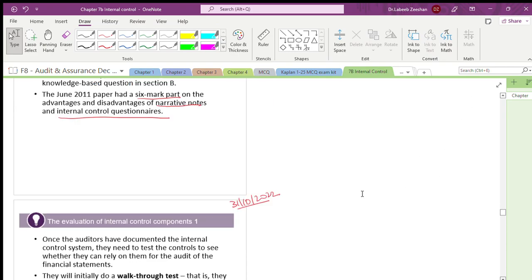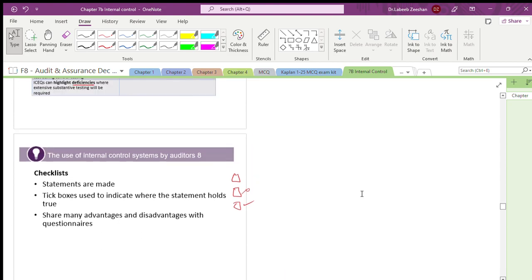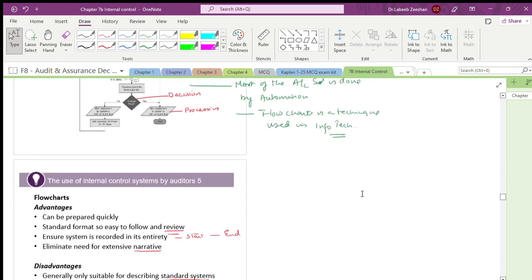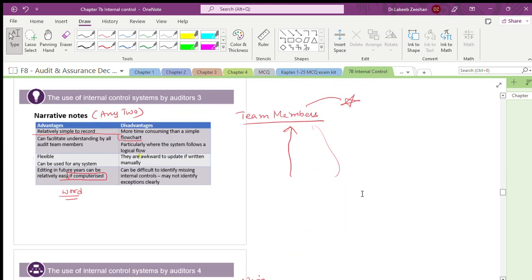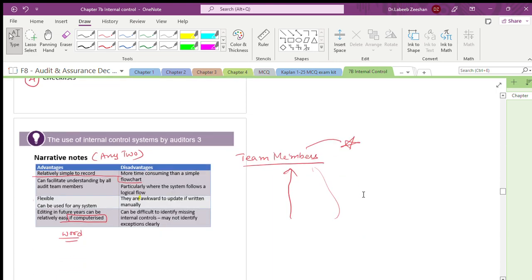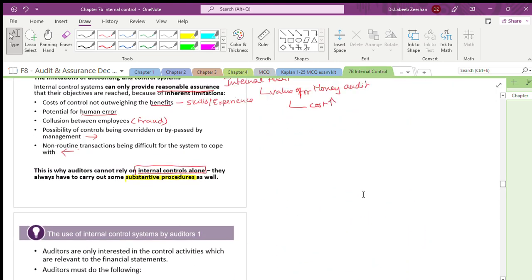Fine. Now, a little reminder about what we have done. We are talking about the different types of collecting the evidence: questionnaires, flowcharts, narrative notes. Okay, and we have done this one, how we are going to collect the evidence.